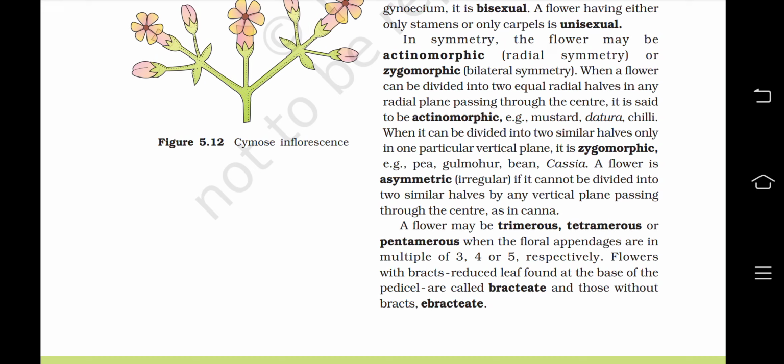A flower may be trimerous, tetramerous, or pentamerous when the floral appendages are in multiples of 3, 4, or 5 respectively. Flowers with bracts, reduced leaves found at the base of the pedicel, are called bractate, and those without bracts, ebractate.